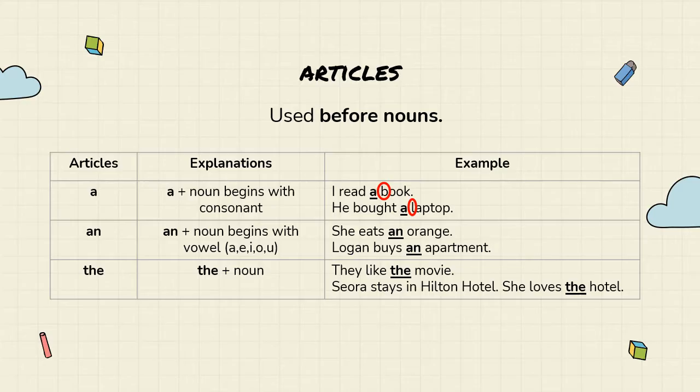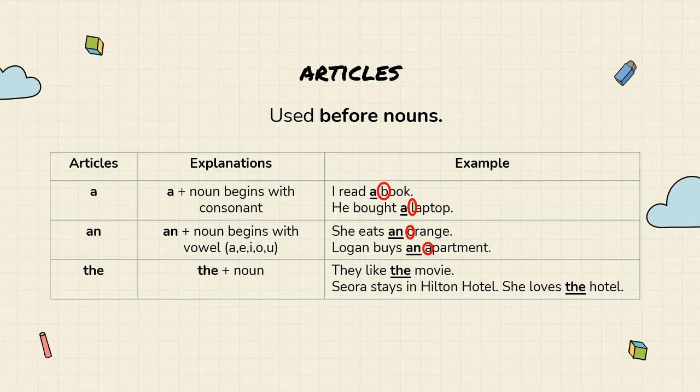Next, an. An plus noun that begins with vowel. For example, she eats an orange. An orange. Orange starts with vowel O. Logan buys an apartment. An apartment. Apartment starts with vowel A.